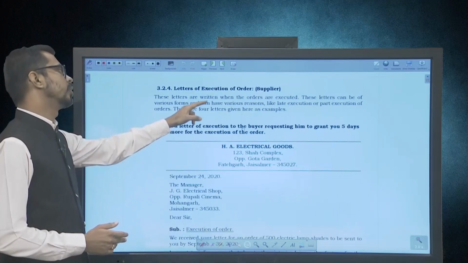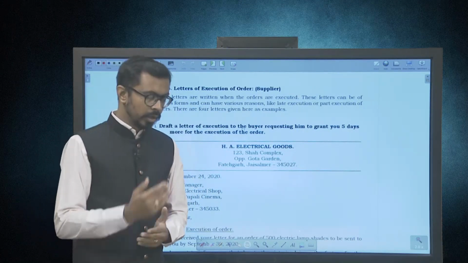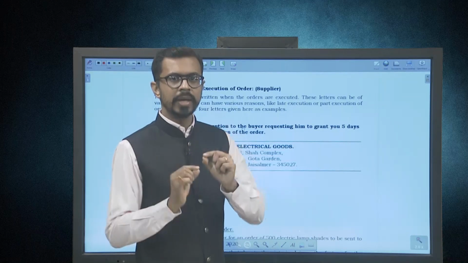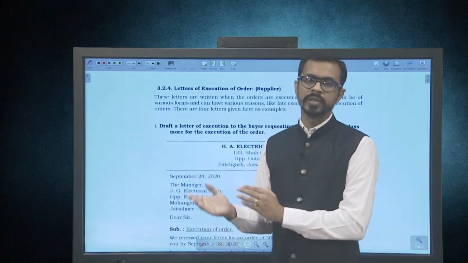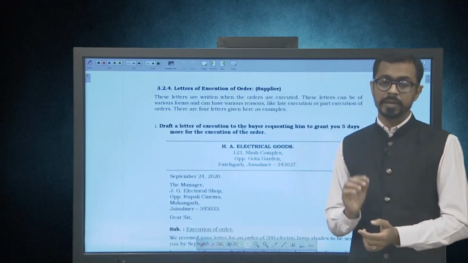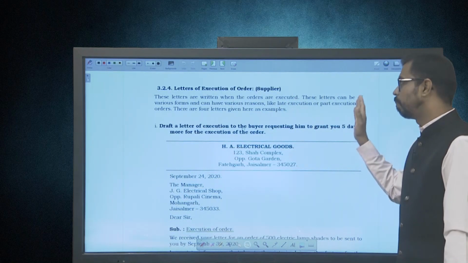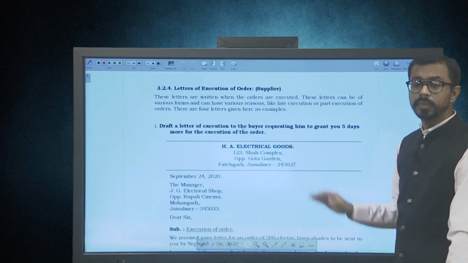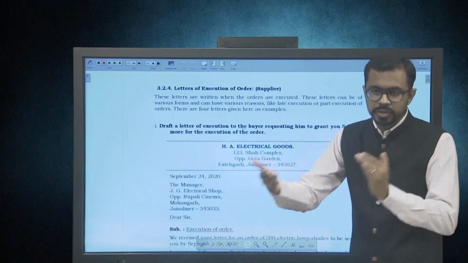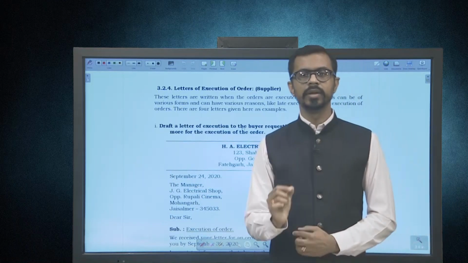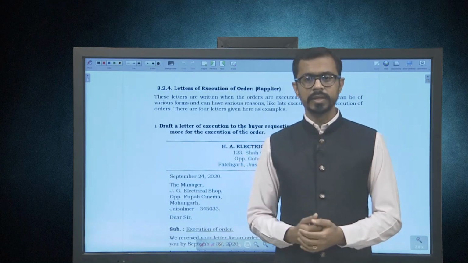These are the letters written when the orders are executed. So you received the order and now it is your time to execute the order. These letters can be of various forms and can have various reasons, like the examples given here. Late execution or part execution of orders. Here we have 4 different examples on different types regarding the letters of execution of the order. Let us look at them in detail.